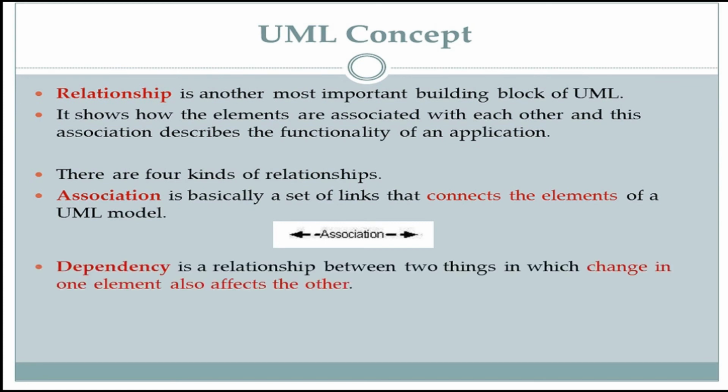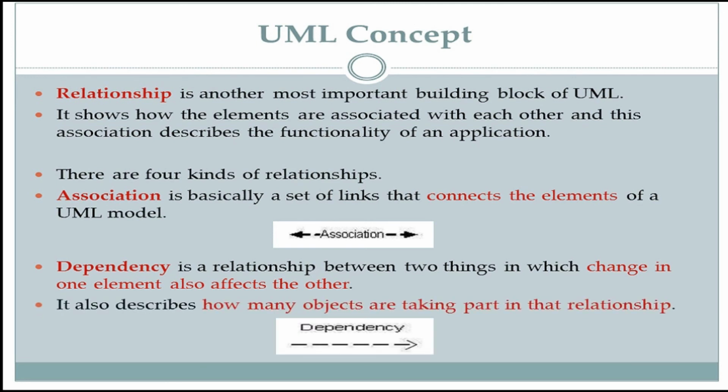Dependency relationship is the relationship between two things in which a change in one element also affects the other. To represent dependency relationship, the graphical symbol is a dashed line with a directed arrow in one direction, as you can see on the screen. This relationship also describes how many objects are taking part in the relationship.